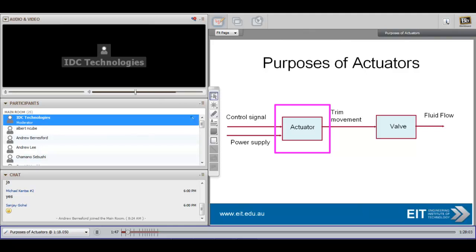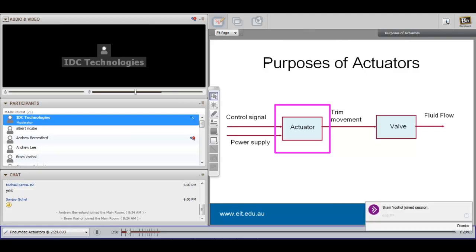We also need to have a fail-safe action in the cases where we lose the power, so that the valve is going to go back to its normal point of rest. Whether it be fail open or fail closed doesn't make a difference at all.